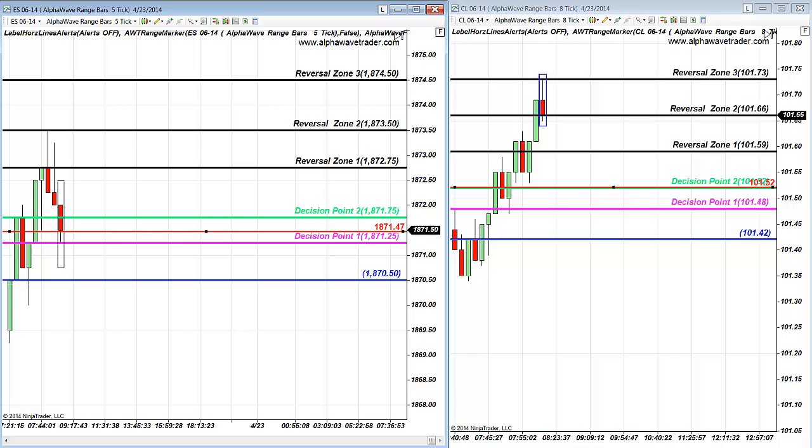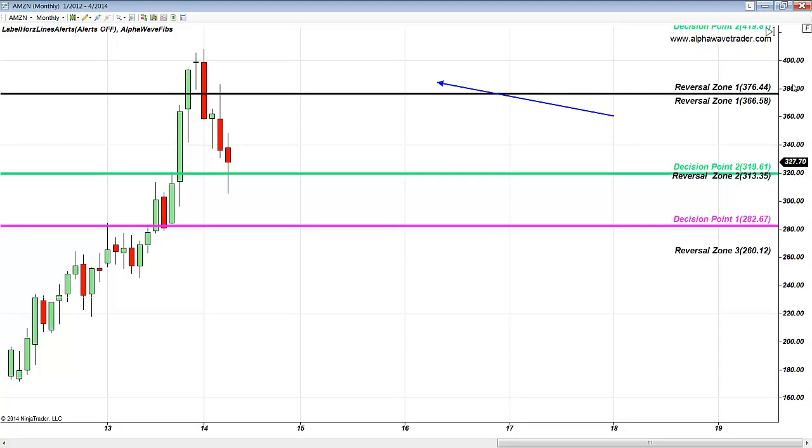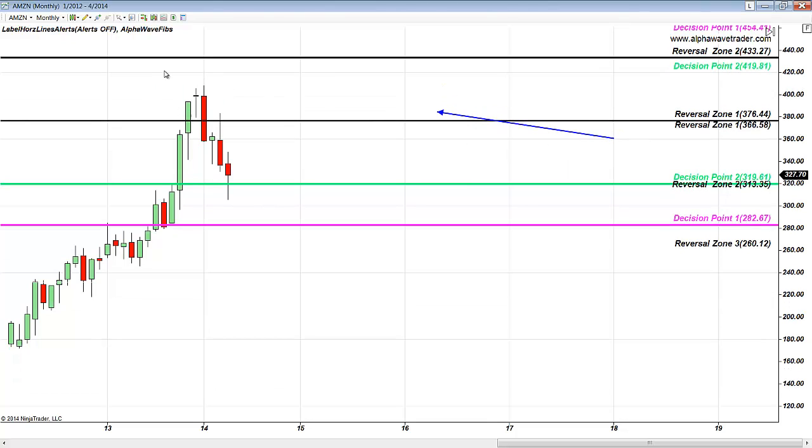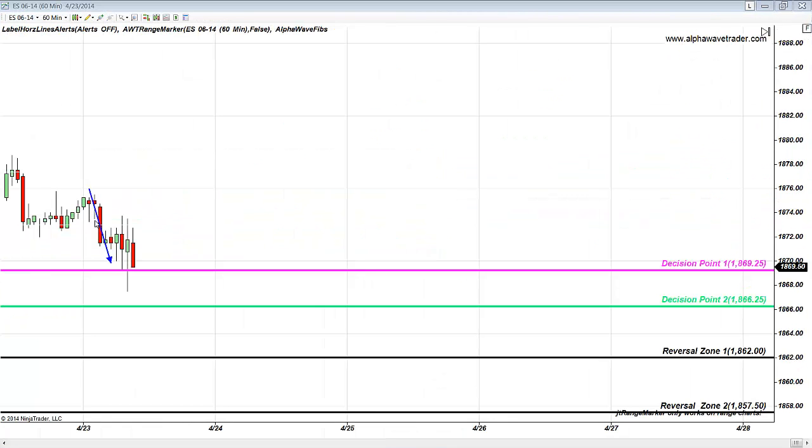S&P 5 respecting reversal zone just like Amazon monthly. Know where reversal zone is, and you can trade any instrument and any time frame. And this is a reminder, no knowledgeable trader trades corrections.